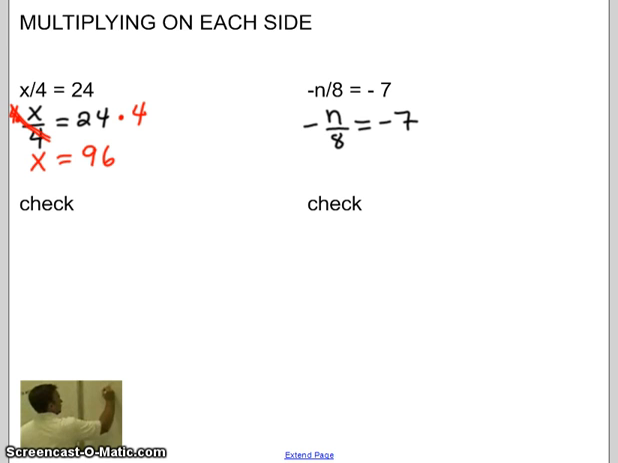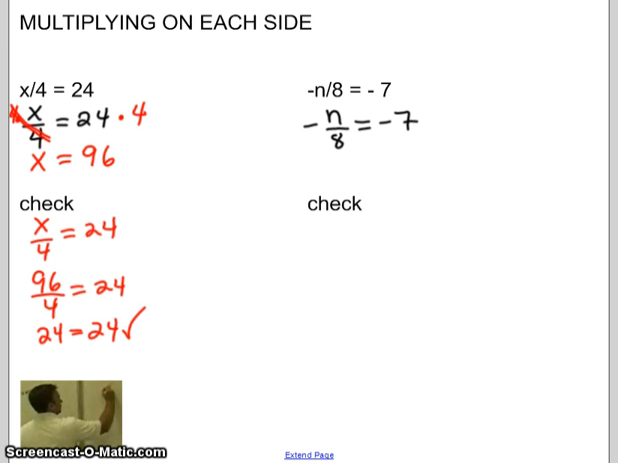Alright, and we're going to check that. We have x over 4 equals 24. And we're going to sub the value in. 96 divided by 4 equals 24. 96 divided by 4 is 24. And we get 24 equals 24.